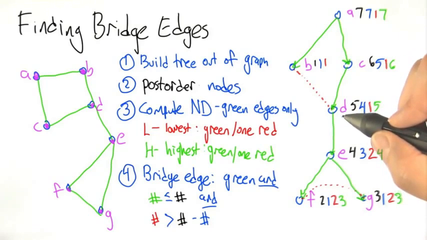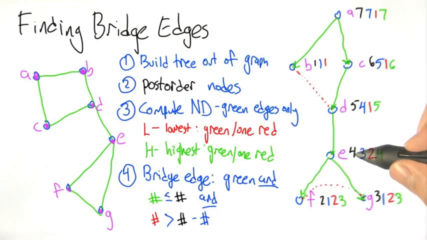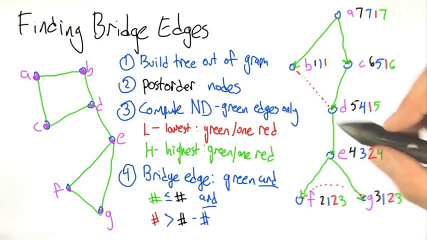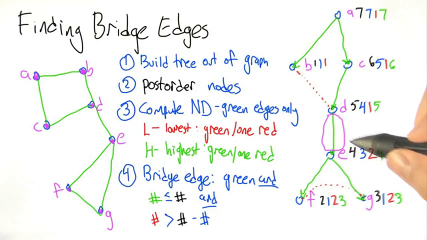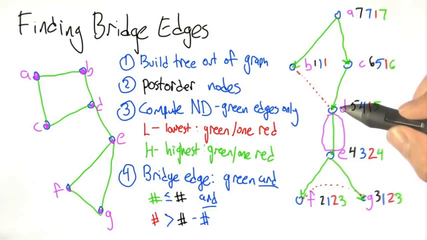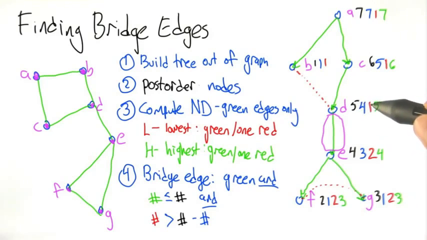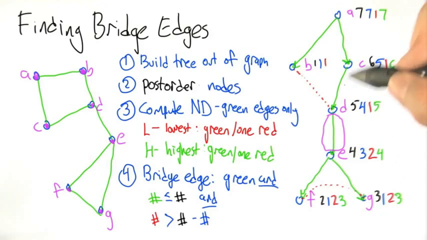All right, next edge to check is this one. So we need to check, is green less than or equal to black? Yes. Is red bigger than black minus blue? 2 is bigger than 1, so yes. So this edge has been identified as a bridge edge. That's the right answer, and none of the other edges are bridge edges, but let's just check them just to be sure. For this edge, we need green to be less than or equal to black, which we have, and we need red to be bigger than the difference between blue and black, but 1 is not bigger than 1, so this edge is out.